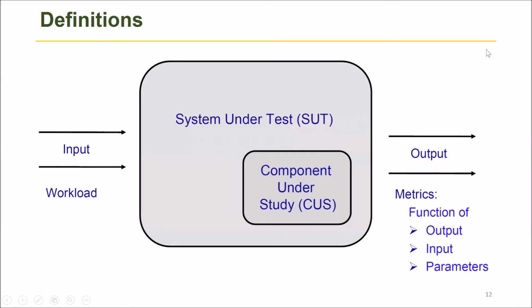In this slide, you can see the system under test. Sometimes we only want to test just a component of the system. To run the experiments, we input the workload to the system and monitor the output. The metric for the evaluation is always a function of input or output, or one of the parameters of the system.